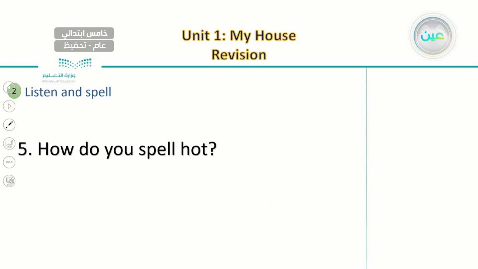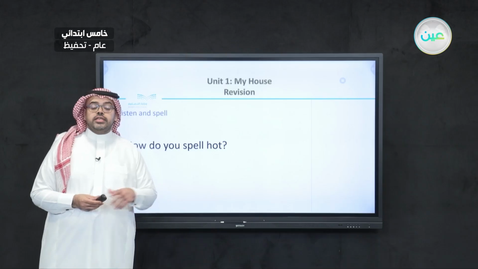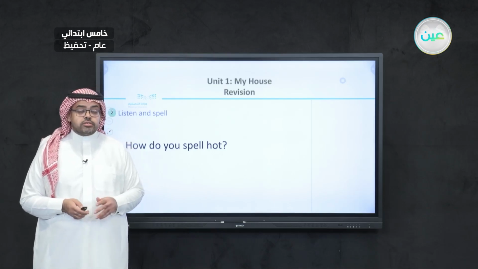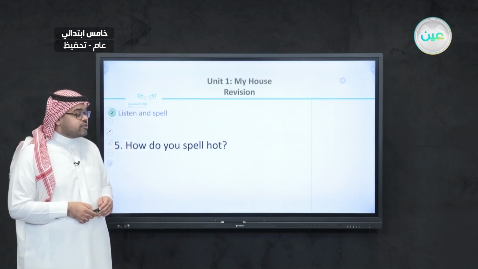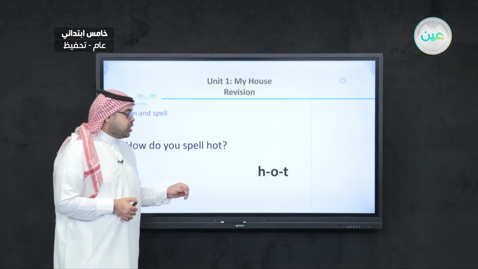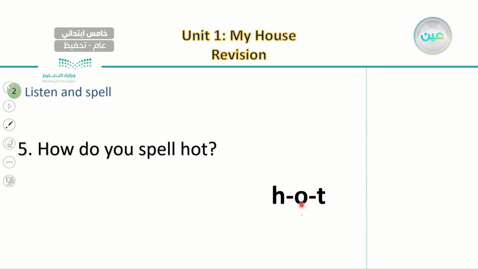And also, one more time, close your eyes and tell me, how do we spell the word hot? Just tell me how to write it. Imagine that you're writing this word. Now you can open your eyes and see. We spell hot like this: H, O, and T. Hot. And the last word we have is the word not.